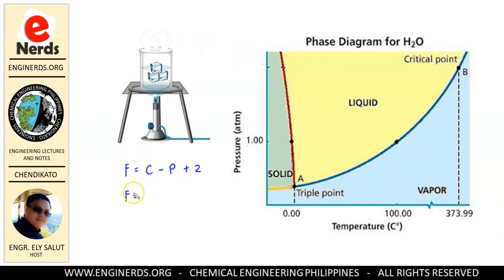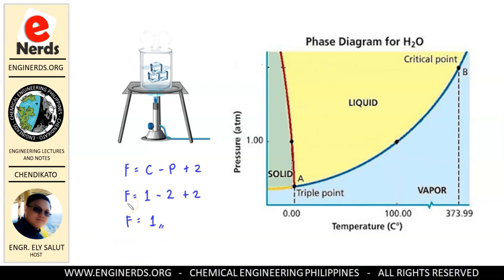Water pa rin ang pinag-uusapan natin dito. So our component is equal to 1 minus, ilan ang ating phase? Now we have ice and water. So we have phase 2 and plus 2. So F is equal to 1 minus 2 will be negative 1 plus 2 will be positive 1. So we only have 1 degree of freedom, no? So that means we only need one intensive property.